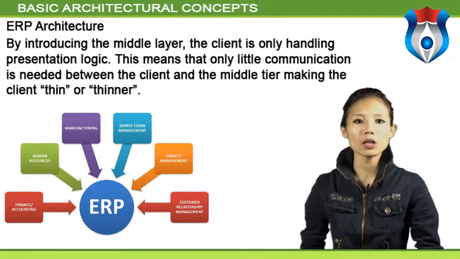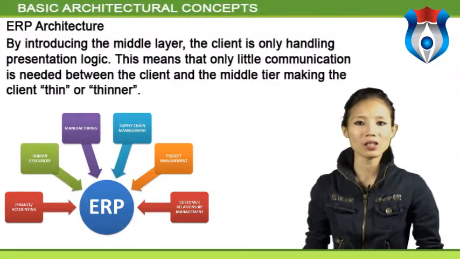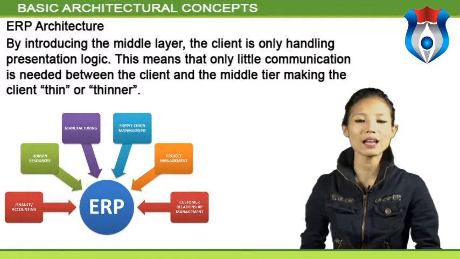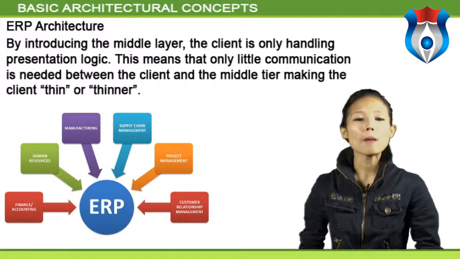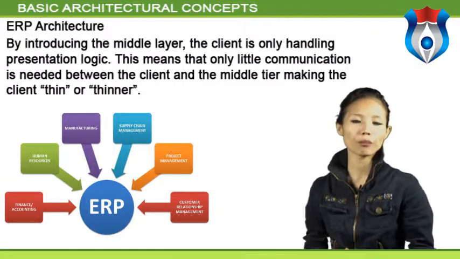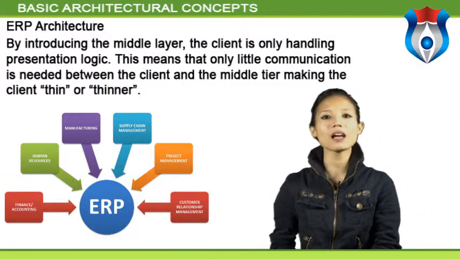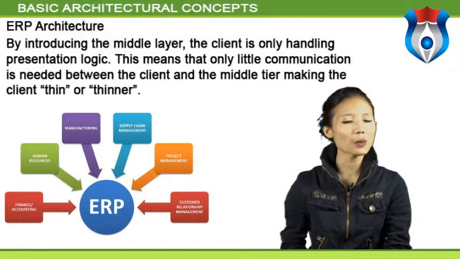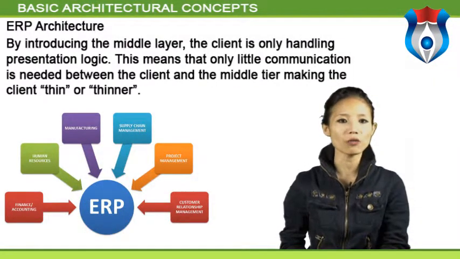By introducing the middle layer, the client is only handling presentation logic. This means that only little communication is needed between the client and the middle tier, making the client thin or thinner. An example of a thin client is an internet browser that allows seeing and providing information fast and almost with no delay.